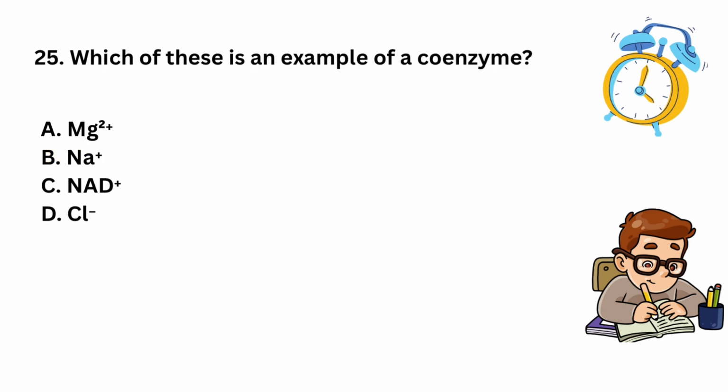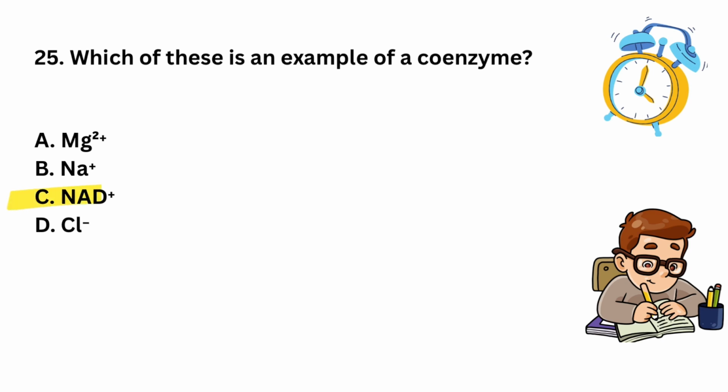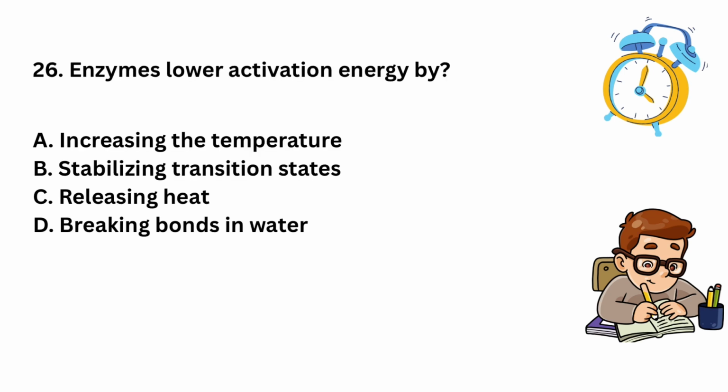Which of these is an example of a coenzyme? The example of a coenzyme is C, NAD. The enzyme lowers the activation energy by. By stabilizing transition states.